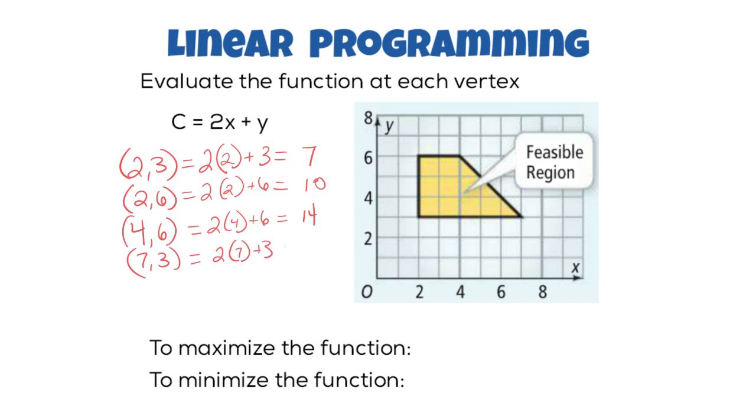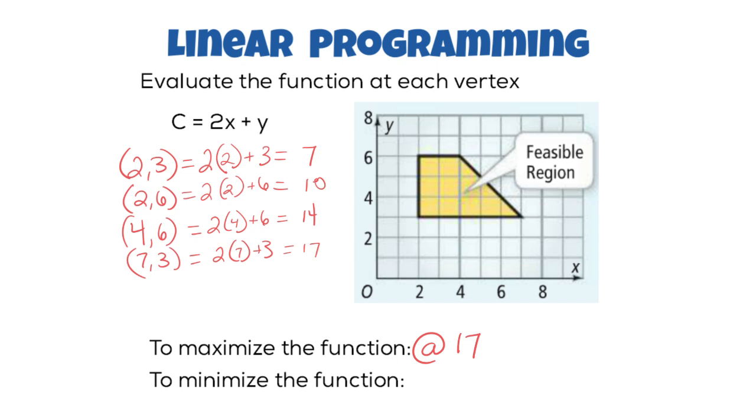That's a 14 plus 3, so that's a 17. Now, depending on what I was trying to do, if I was trying to maximize the function, I'm looking for the one that gave me the biggest value. That'd be a 17. So my answer would be to maximize the function at 17, and that might have units to it. It might be $17 or something like that, but this one didn't have that.